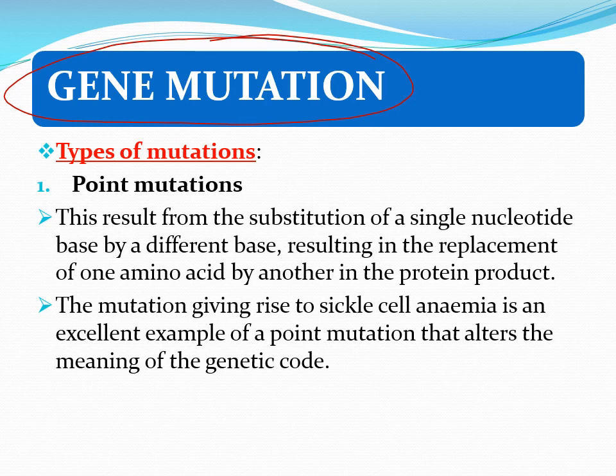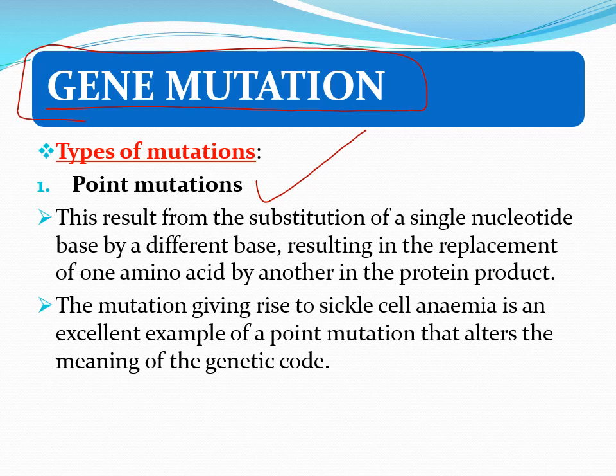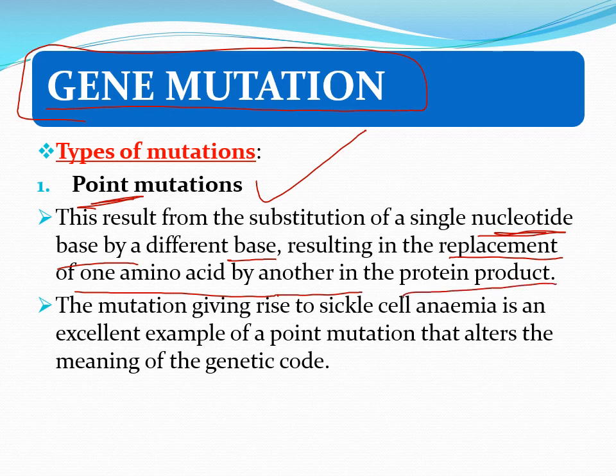In gene mutation, that means there is a permanent change of DNA sequence, and this category is also divided into two types. We have point mutation. In point mutation, these are genetic diseases which occur due to gene mutation, but there is only a change in a particular point. There is a change of a single nucleotide base by a different base. This will result in replacement of one amino acid by another amino acid. By so doing, you give a protein which is abnormal.